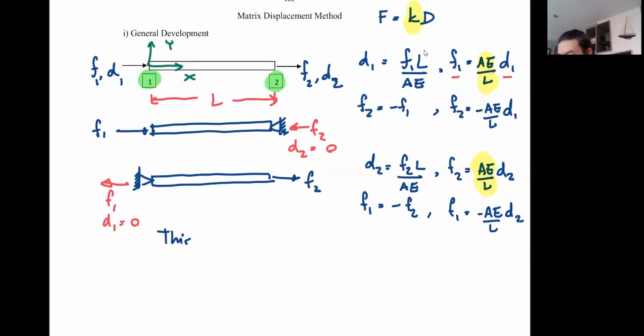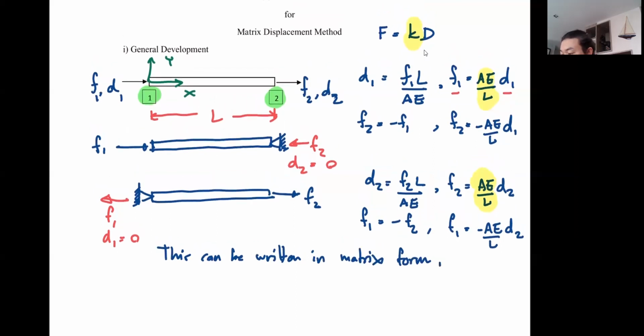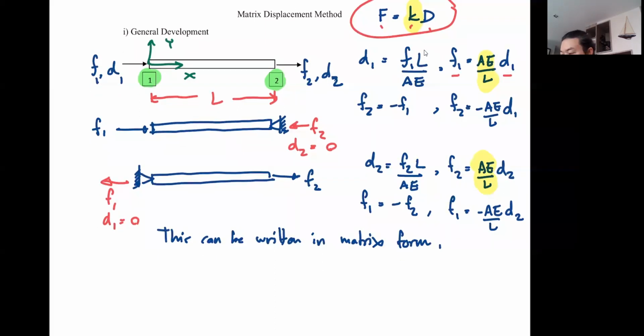This can be written in matrix form. So what's going to be the matrix form? Say that is going to be our equation, correct? So I can write F in terms of matrix. I can write K in terms of matrix, and I can write D in terms of matrix. So let's try to write the F or the force matrix. That should be F1. Oops, it's a small f, right? Sorry. F1 and then F2.